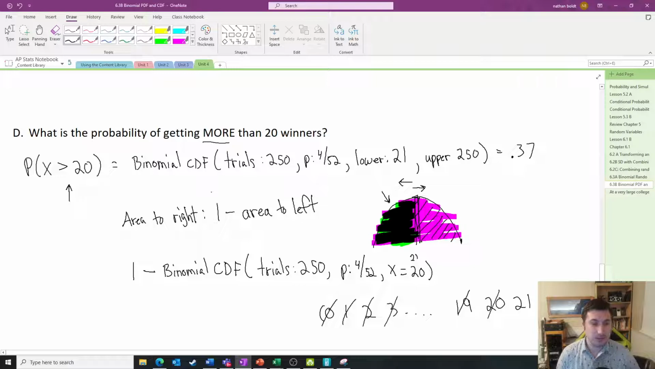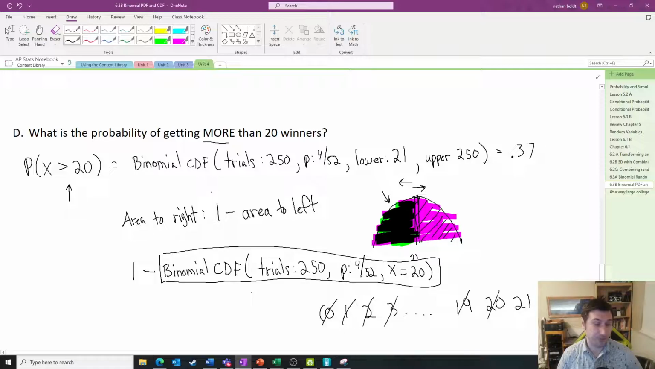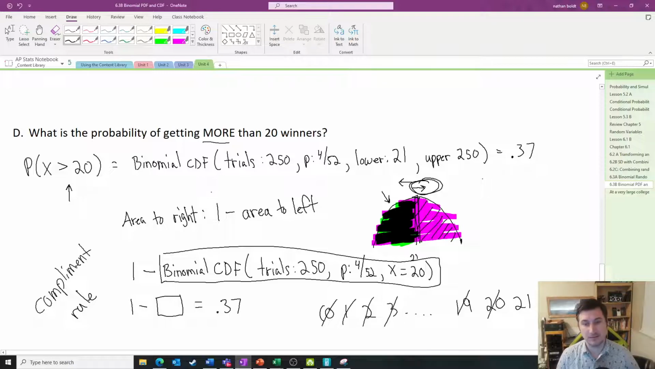So you would type this into your calculator, get the number, and then write that number down somewhere, and then just do 1 minus that number, and you will again get 0.37. So if you have an 84, you do have that one extra step. You have to use the complement rule. If you are trying to do an area on the right side, it's just 1 minus the stuff on the left.